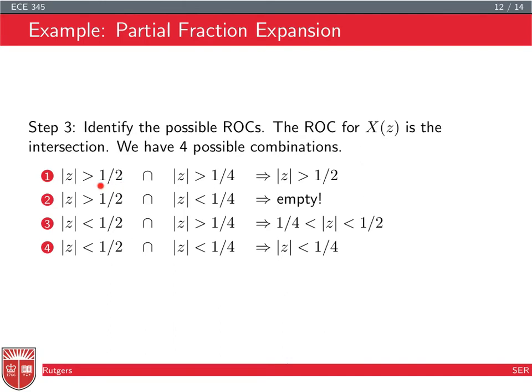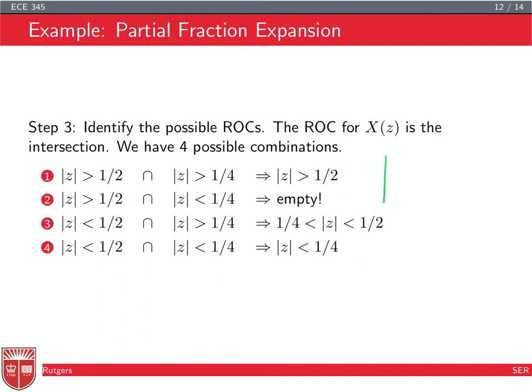The magnitude of z is larger than 1/2, and the magnitude of z is larger than 1/4. So this corresponds to the case where the magnitude of z is greater than 1/2, or the magnitude of z is greater than 1/2 and the magnitude of z is less than 1/4. And actually, this case is empty, so it never happens, and so on and so forth. So in fact, we have, in the end, three cases.